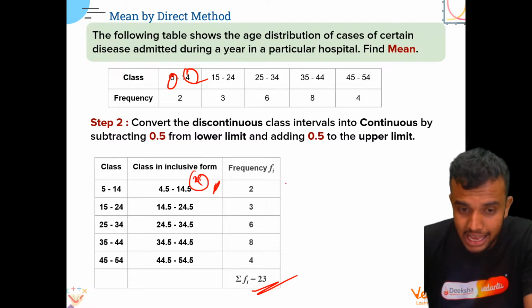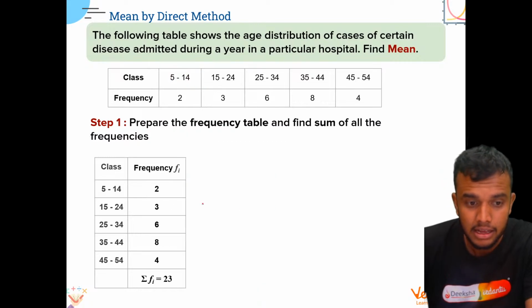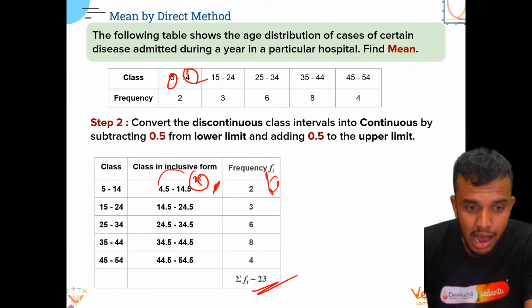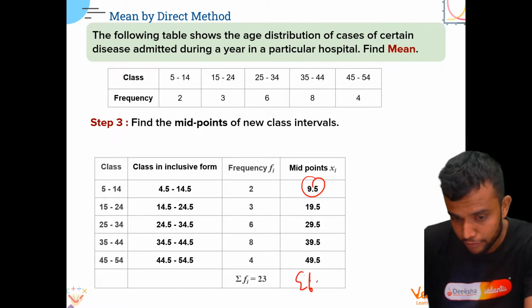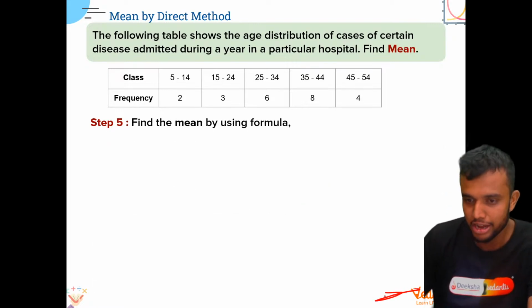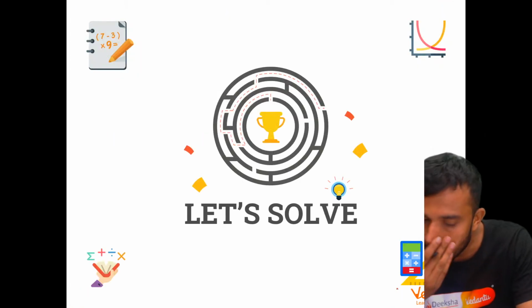Okay, then these are the fi. Then xi: how to find xi? Add these two and divide by 2. Then you get the midpoint value. Then add all these values, fi xi, and you get the answer. The final answer is done. Okay, so come on, let's solve here.